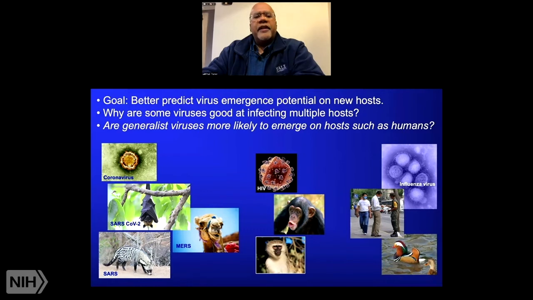So the goal in emergence is to better predict the potential for a virus to emerge on a new host, especially humans. And we would like to know, why are some viruses good at infecting multiple hosts? We have certainly experienced coronaviruses and their emergence in the pandemic. We've seen HIV emergence. We've seen certain strains of influenza virus emerge historically in humans. And the overarching question that we've looked at in my research is whether generalist viruses, those that are sort of groomed through selection and evolution on multiple hosts, are they more likely to emerge on new hosts in the future? That's just one line of questioning that we pursue.